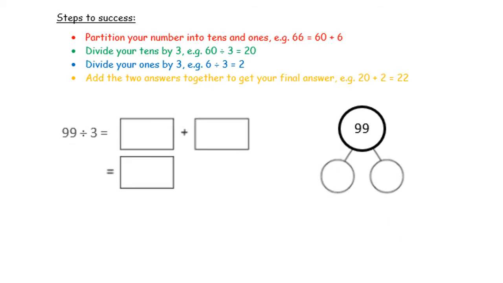Let's go through one more example together. Here we have 99 divided by 3. So let's partition our number into tens and ones. In 99, you've got 9 tens and 9 ones. Then divide our tens by 3. 90 divided by 3, just think of 9 divided by 3 is 3. So 90 divided by 3 is 30. And then 9 divided by 3 is 3. So then 30 plus 3 is 33.